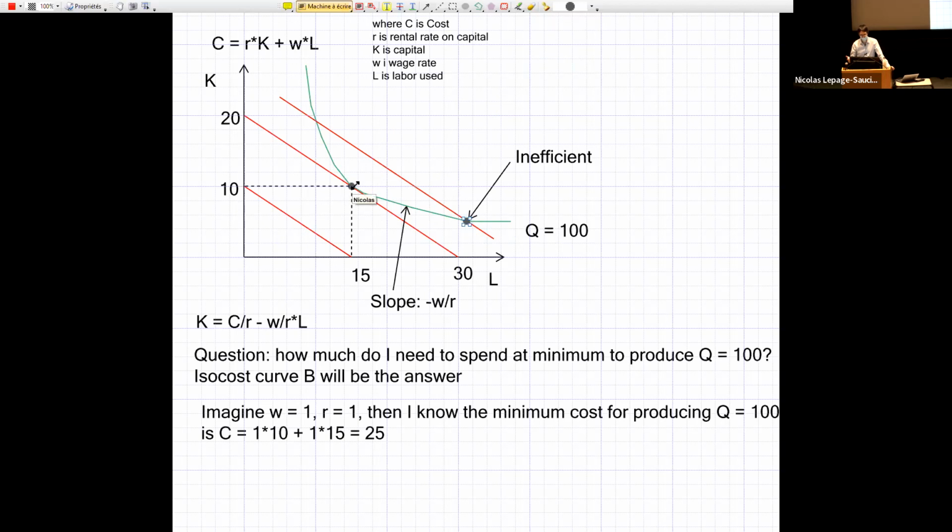Another way of saying the same thing is the following. Rather than following the isoquant, let's follow the isocost. This is saying I'm still going to spend as much as I'm spending here.